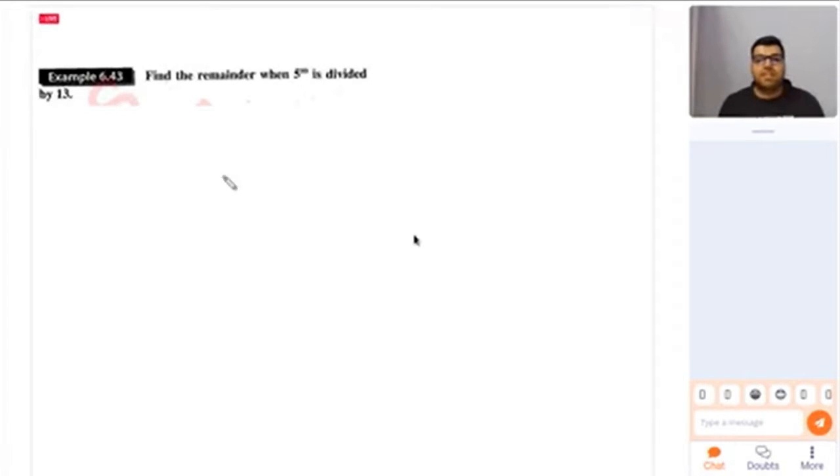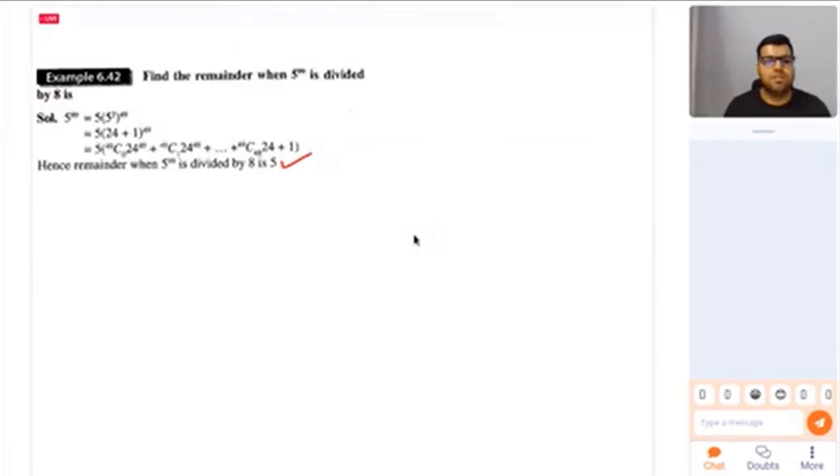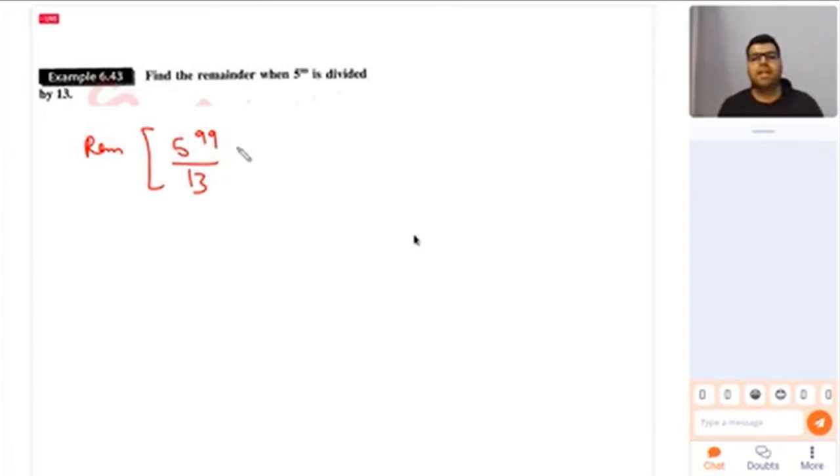Next, remainder of 5 raised to power 99 with 13. Last time the answer was 5, and here also the answer was 5. Remainder of 5 raised to power 99 with 13. See which powers of 5 are closest to some multiple of 13. So 5 raised to power 1 is 5, 5 square is 25. Now 25 is very near to 26, which is 13 into 2.